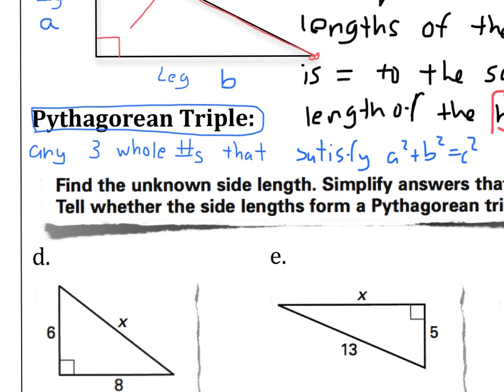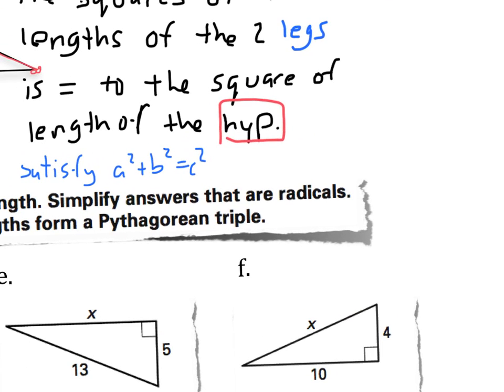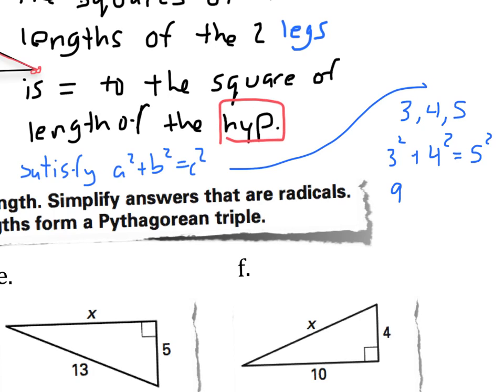For example, 3, 4, and 5 are called a Pythagorean triple. Why? Because 3 squared plus 4 squared is equal to 5 squared. And just to walk through and finish it up to see that it's true, when you add 9 plus 16, you get 25. And 25 is 25.